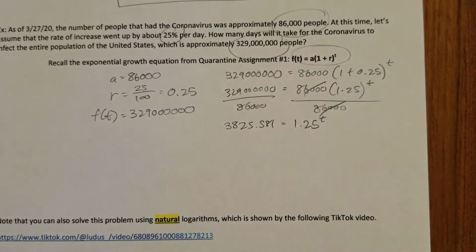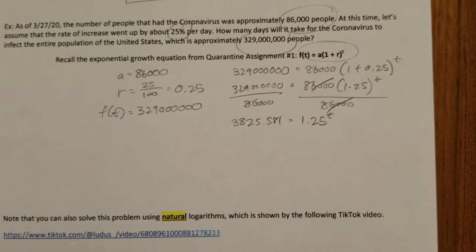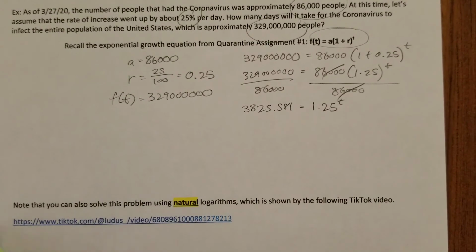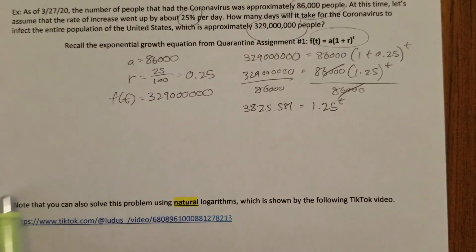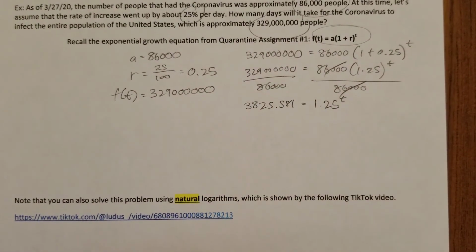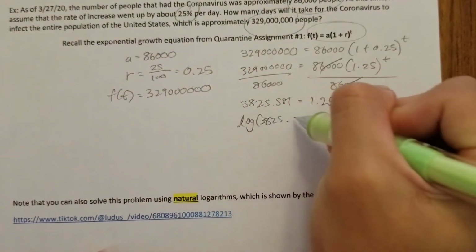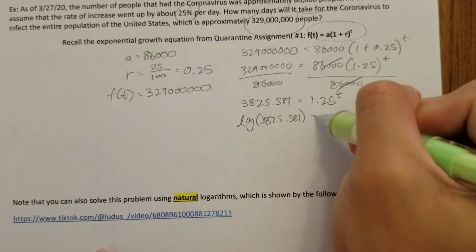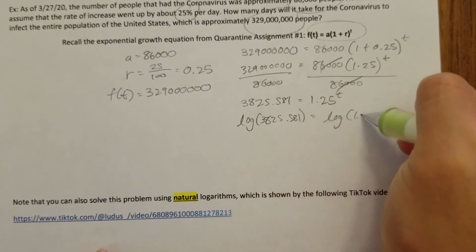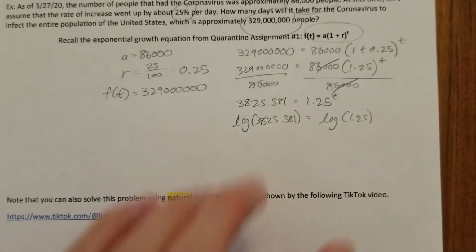Okay, now there's a couple of ways that you could do this. The guy in the video does it by solving using natural logarithms. If you want to watch that video, it's a very quick video, and he does it using natural logarithms. What I'm going to show you instead is, because we don't have an e, we're just going to take common logarithms. So this is log of 3825.581 equals log of 1.25 raised to t.